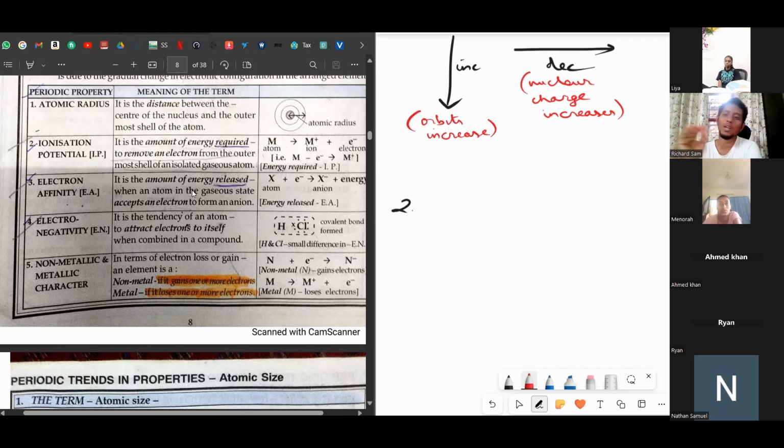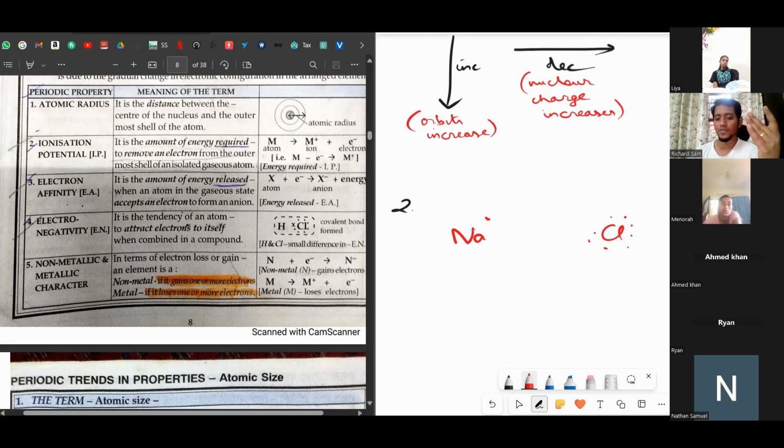So this tells you what happens when you go to the right. What happens to the ionization potential when you go to the right? It increases. Sodium has only 1 electron. Chlorine has 1, 2, 3, 4, 5, 6, 7. So for chlorine, you need more energy to remove the electrons. Okay. So as you go to the right, what happens to the ionization potential? It increases. Is that clear?